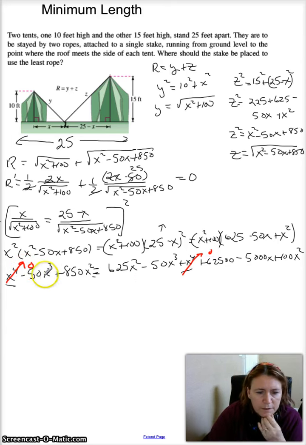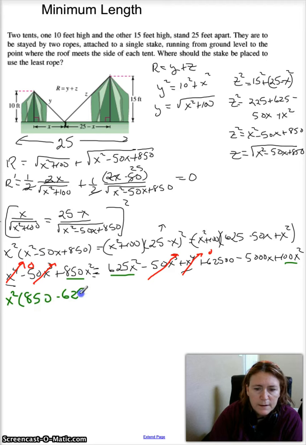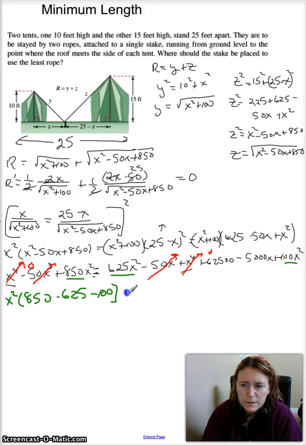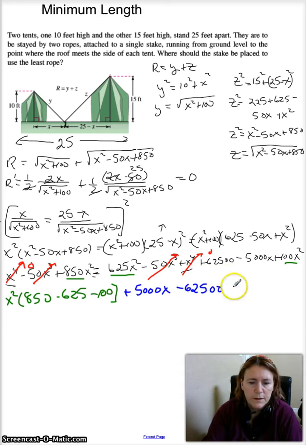Let's look at the x cubed terms. Oh, they're awesome. They're going to cancel as well. Let me switch to green. So now let me collect my x squared terms. So this is x squared times (850 minus 625 minus 100). All right. Now let me do my next terms. I'm just going to add everything over here. So this is going to be plus 5,000x minus 62500, and that's everything. Okay, this equals 0.